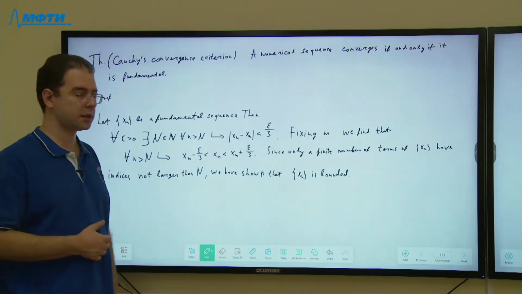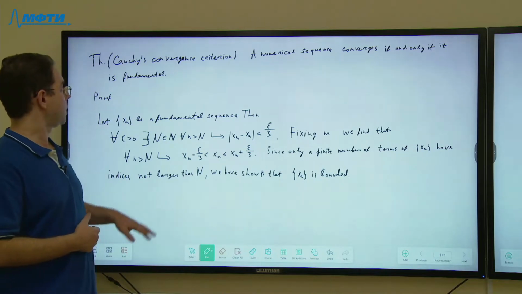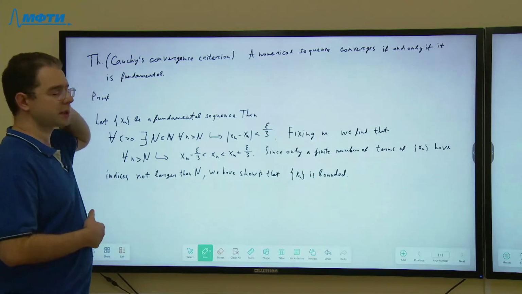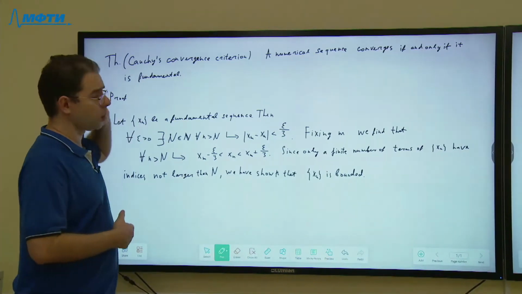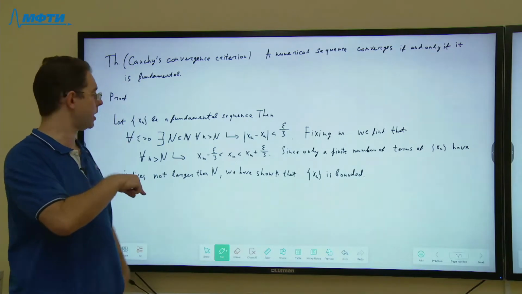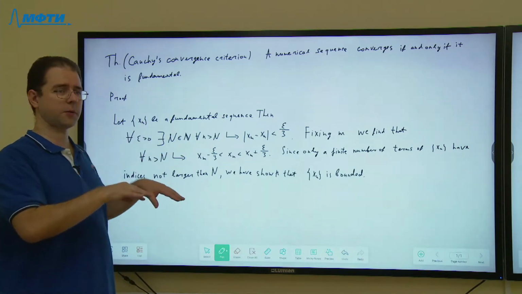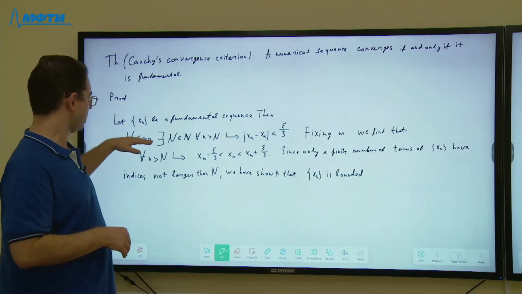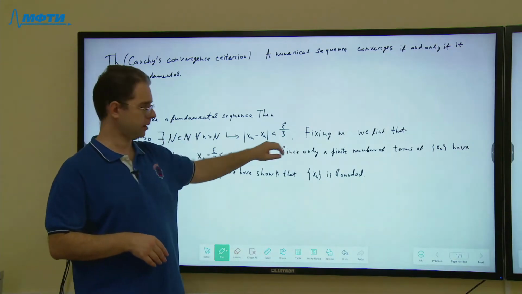Last time we stopped at this point. We were doing the Cauchy's convergence criterion. We have proven it one way, and now we are proving it the other way. So the second half of the proof. Let our sequence be fundamental. Then we have this line.